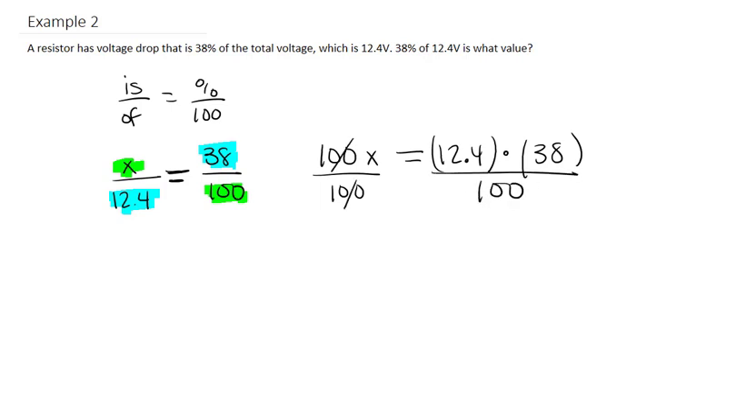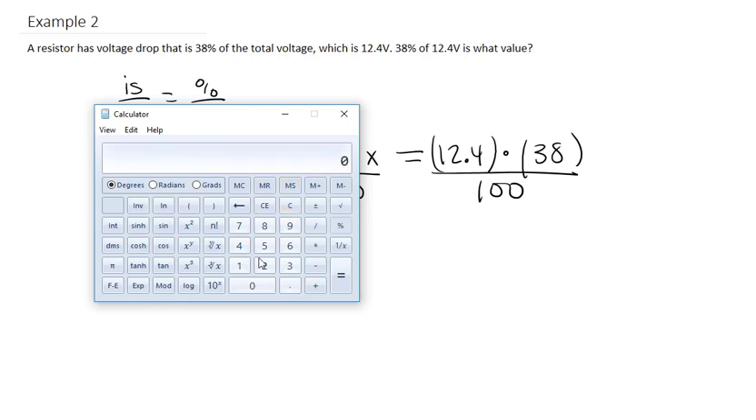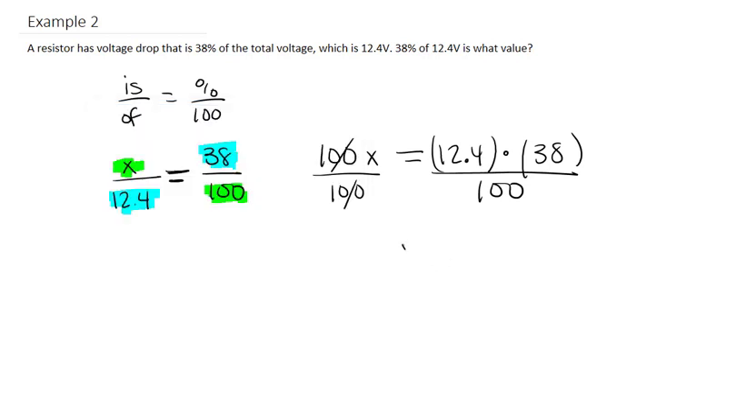And then we just get our calculators out. And we'd go 12.4 times 38 equals 471.2 divided by 100. And we get 4.71. So X is equal to 4.71, and we can say it's in volts.